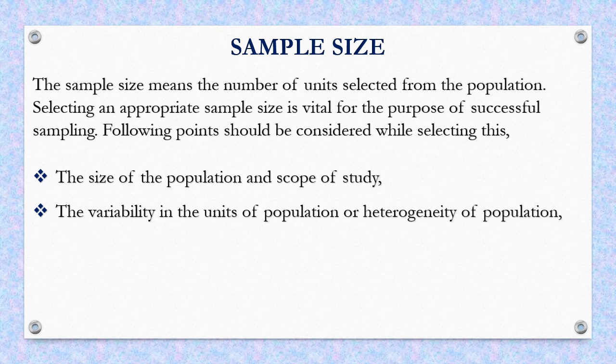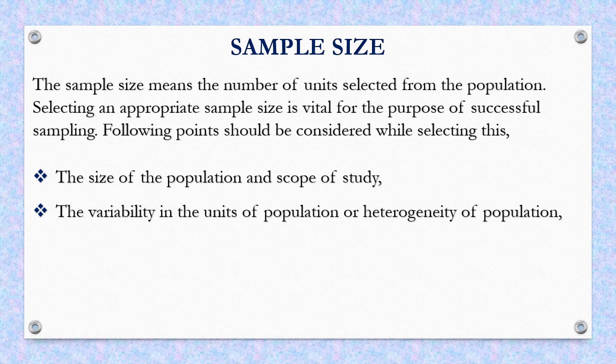The variability in the units of population, or heterogeneity of population. Now these are two big words for you, variability and heterogeneity. Let me explain this. Variability means changes, or we can say differences, and heterogeneity means differences in kind, while homogeneity means similar. So if a population is uniform, that means the population contains similar kinds of people. If I am talking about school students, then the population is a kind of uniform population, all of them are school students. So there is less variability in the selection process, and less variability means there are fewer differences between the units of population, so naturally I can select a smaller sample.